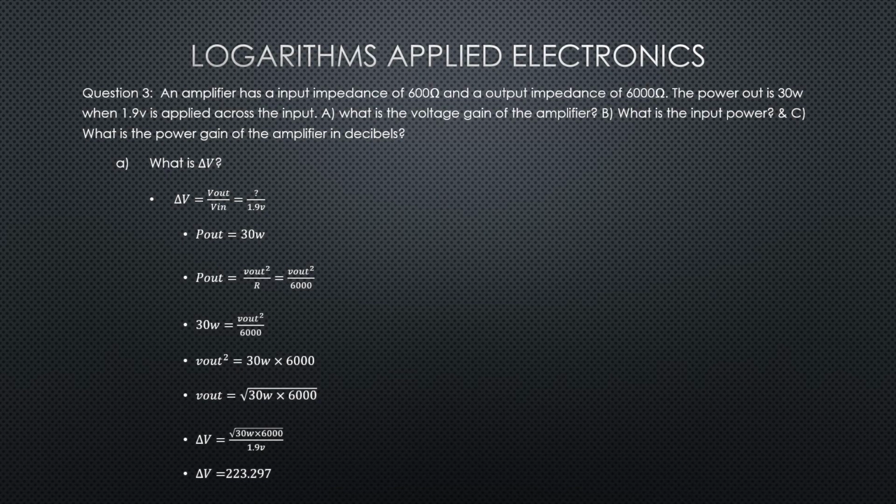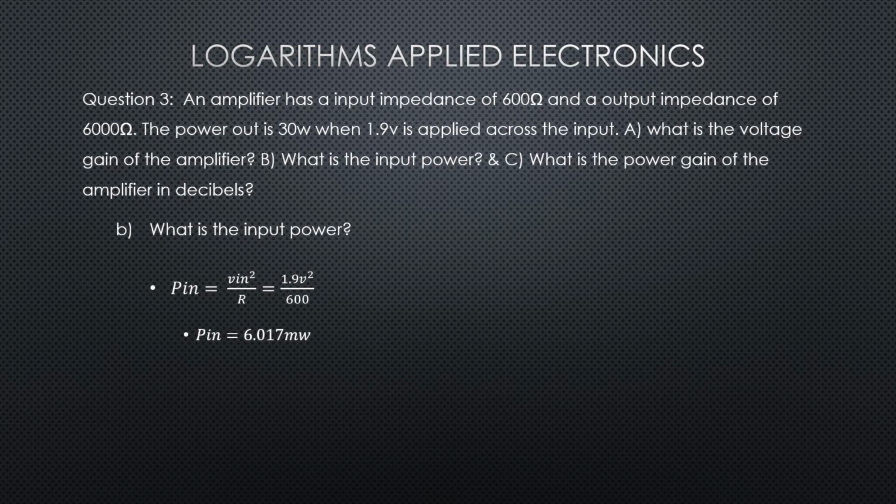223.297. Okay, part B of this question, what is the input power? So we know that power is equal to V squared divided by R. We're given a voltage of 1.9 volts. So we can square that and divide that by the input impedance, which is 600 ohms. It gives us a power in of 6.017 milliwatts.